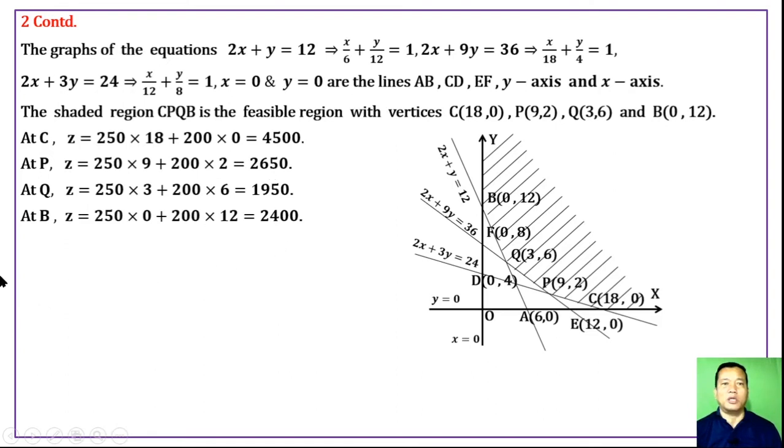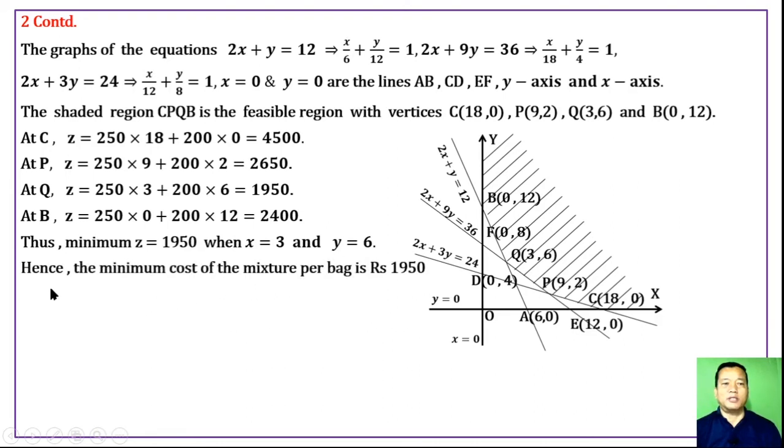Comparing these values, the minimum Z is 1950, that is when x is 3 and y is 6. Hence, the minimum cost of the mixture per bag is rupees 1950, when the number of bags of P is 3 and of Q is 6.